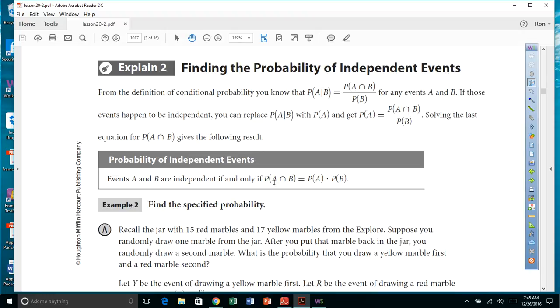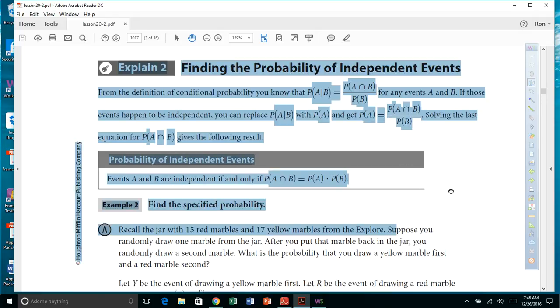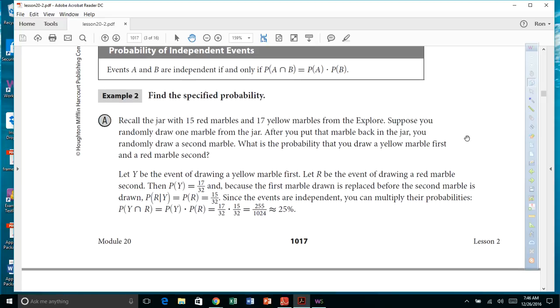Explain 2. Finding the probability of independent events. From the definition of conditional probability, you know that the probability of A given B equals the probability of A intersection B divided by the probability of B for any events A and B. If those events happen to be independent, you can replace the probability of A given B with probability of A and get probability of A equals the probability of A intersection B divided by the probability of B. Solving the last equation for the probability of A intersection B gives the following results. Events A and B are independent if and only if the probability of A intersection B equals the probability of A times the probability of B.